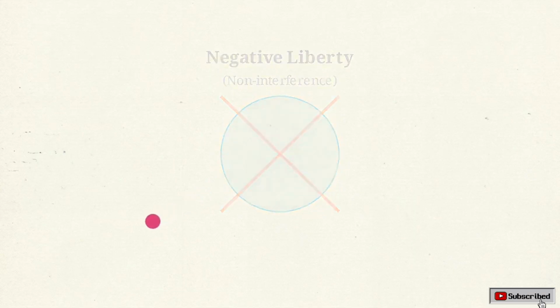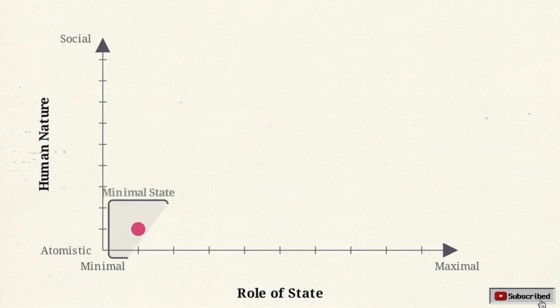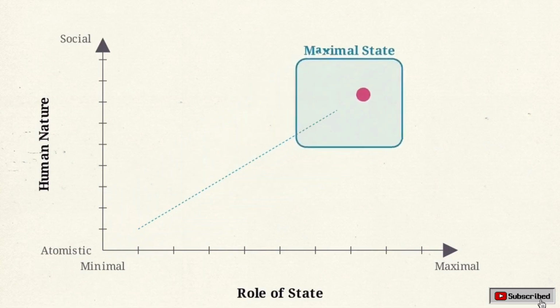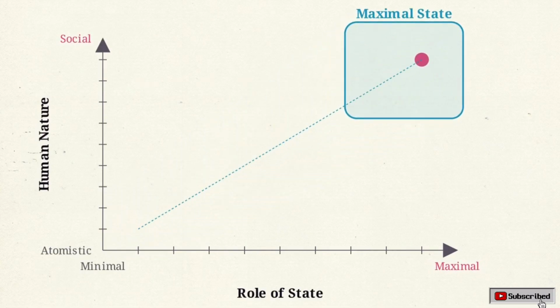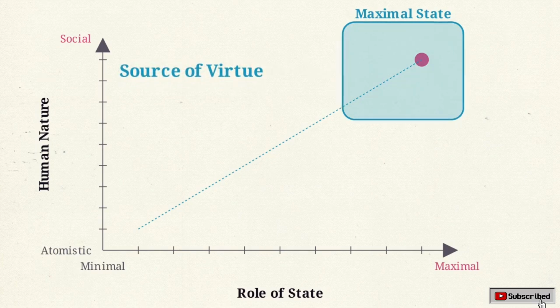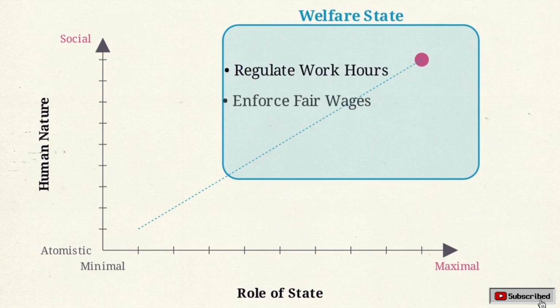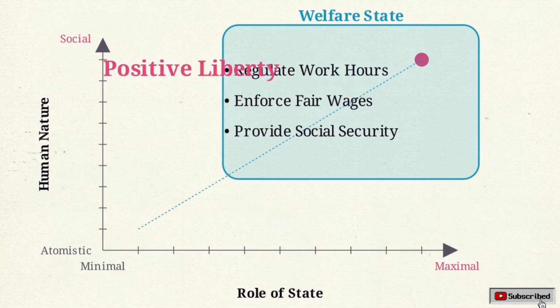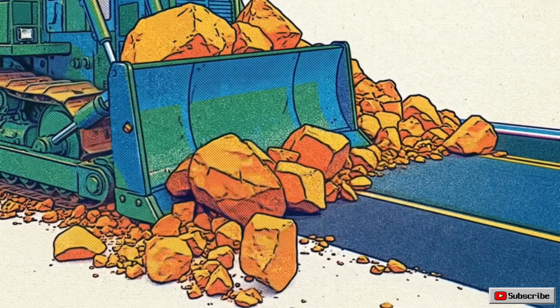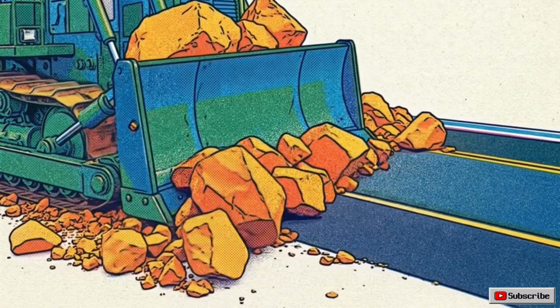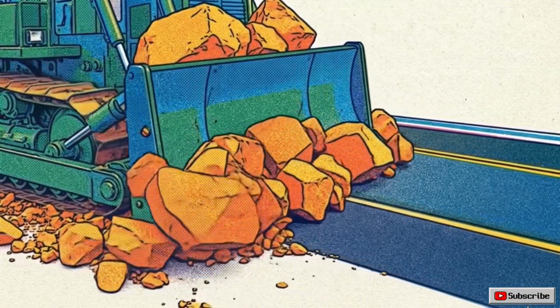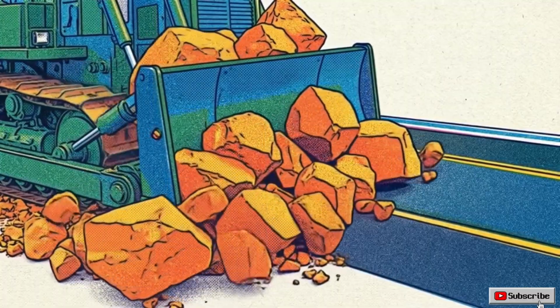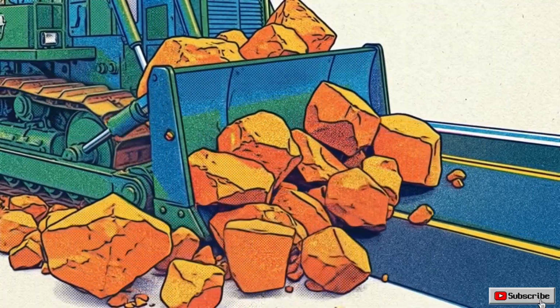This ideological pivot travels across our matrix, moving the baseline of human nature to the top and drastically expanding the required role of the state to the right. The state was no longer viewed as a necessary evil. It became a source of virtue. To guarantee positive liberty, the state massively expands to regulate work hours, enforce wages, and provide comprehensive social security. Modern liberalism saved capitalism by transforming the state into a mechanism to remove obstacles to individual development. This mutation built the 20th century welfare state.